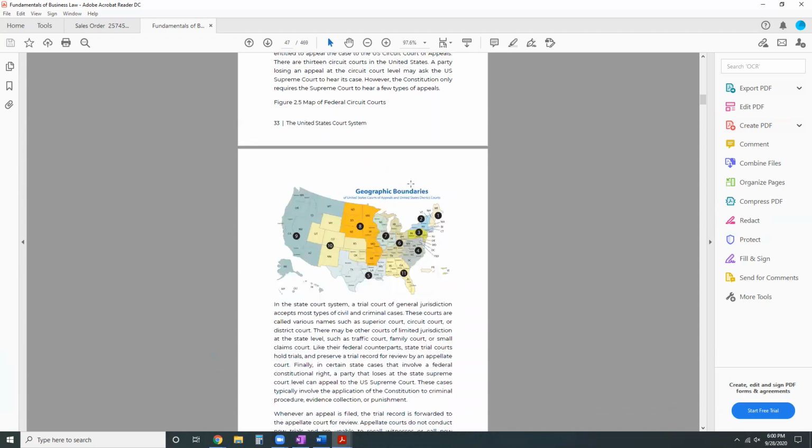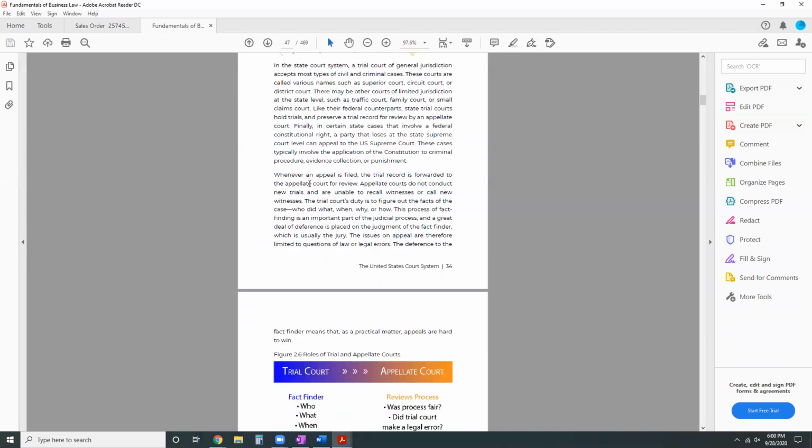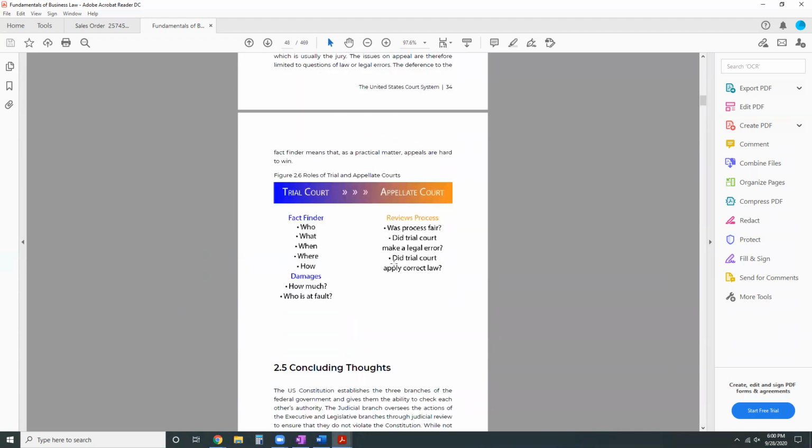So there's a nice map of the U.S. Courts of Appeal and the district courts. And I really want you to focus in on understanding the difference between trial court and appellate court. The trial court is going to try to figure out what the facts were on the case. So we're going to try to figure out what happened, why it happened, and whether somebody broke the law or not. And if somebody did break the law, what the consequences are for having broken that law, whether it's a civil case or a criminal case.